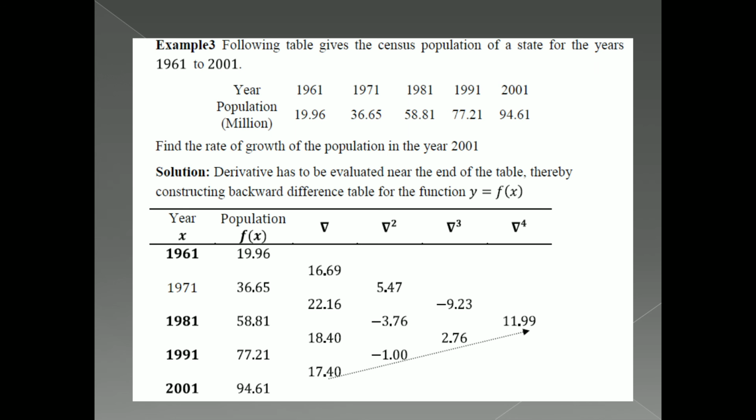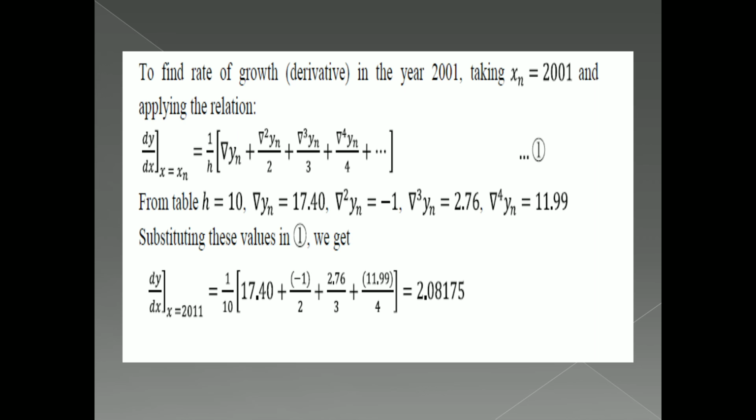Similarly, we can find the second order derivative. In this example they ask us for the rate of growth of population in the year 2001. It means that we have to find the derivative of y with respect to x, that is the first order derivative of y with respect to x only. So by using the formula of derivative by Newton's backward interpolation formula, we easily calculate the value of dy by dx at x is equal to xn, and it is 2.08175.